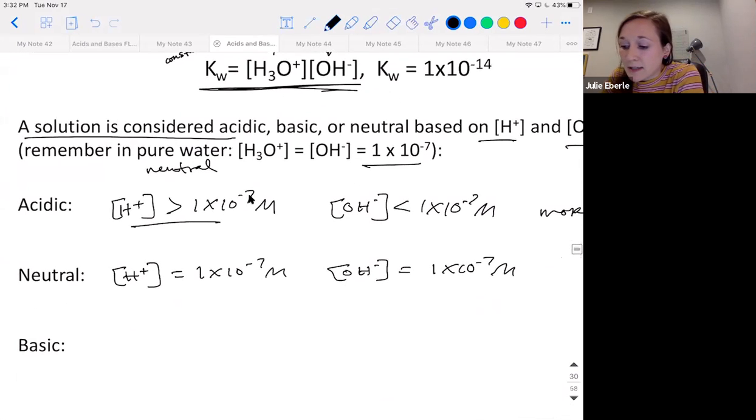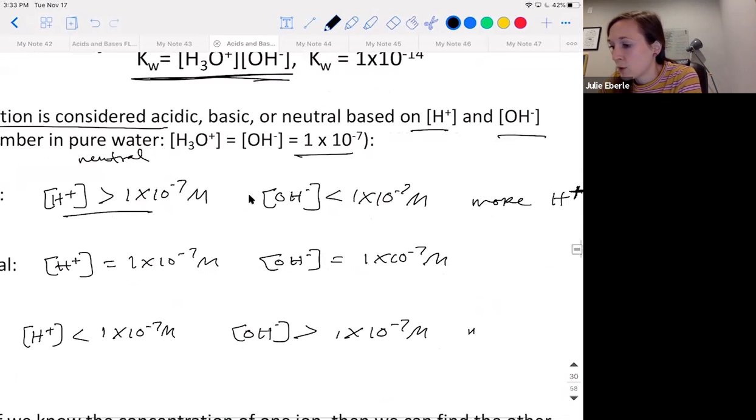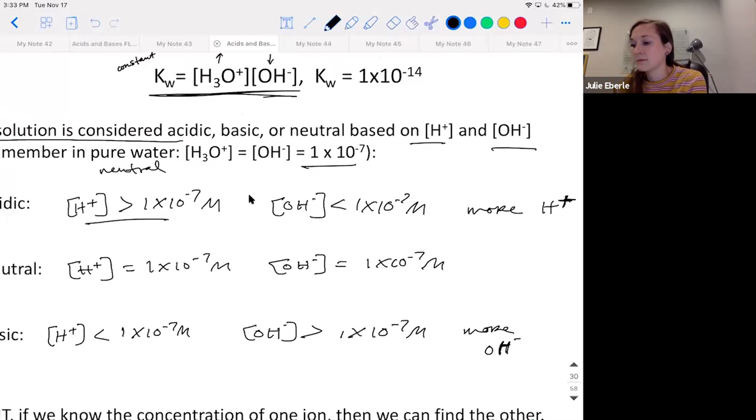If something is basic, it's the opposite. Your concentration of H plus is less than 1 times 10 to the minus 7, and the concentration of OH minus is greater than 1 times 10 to the minus 7. That means we have more OH minus in things that are basic.